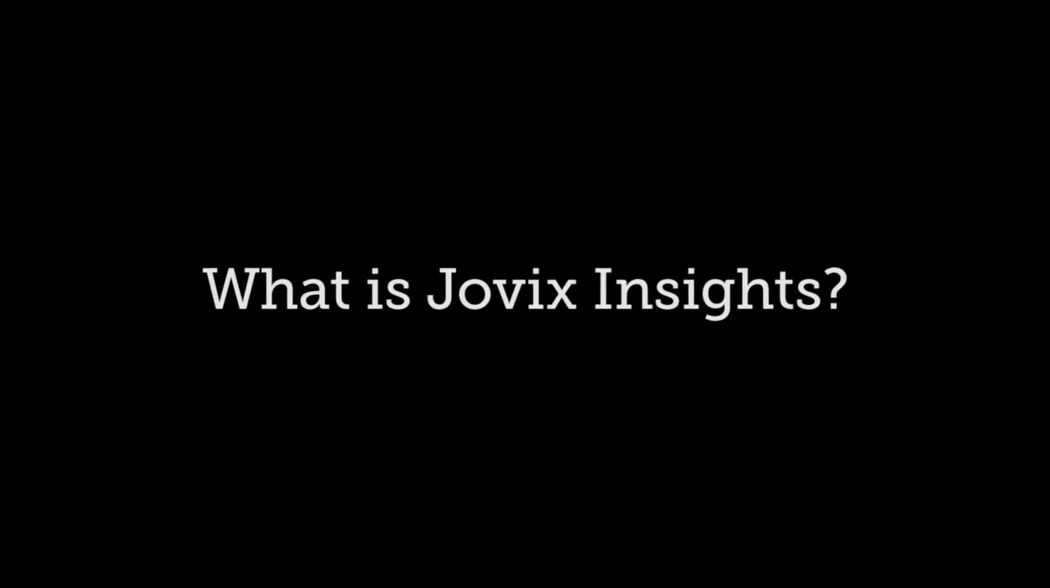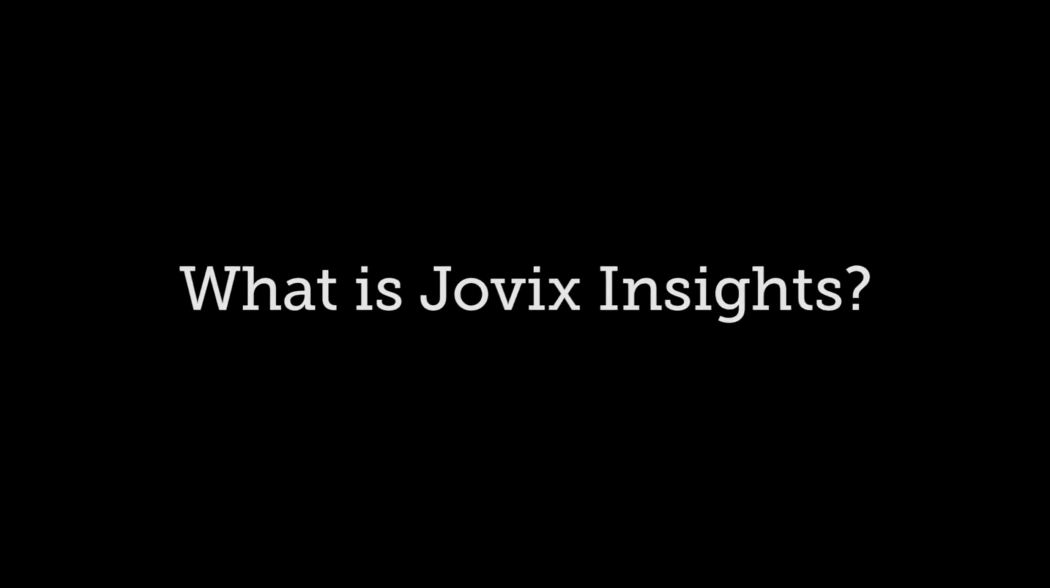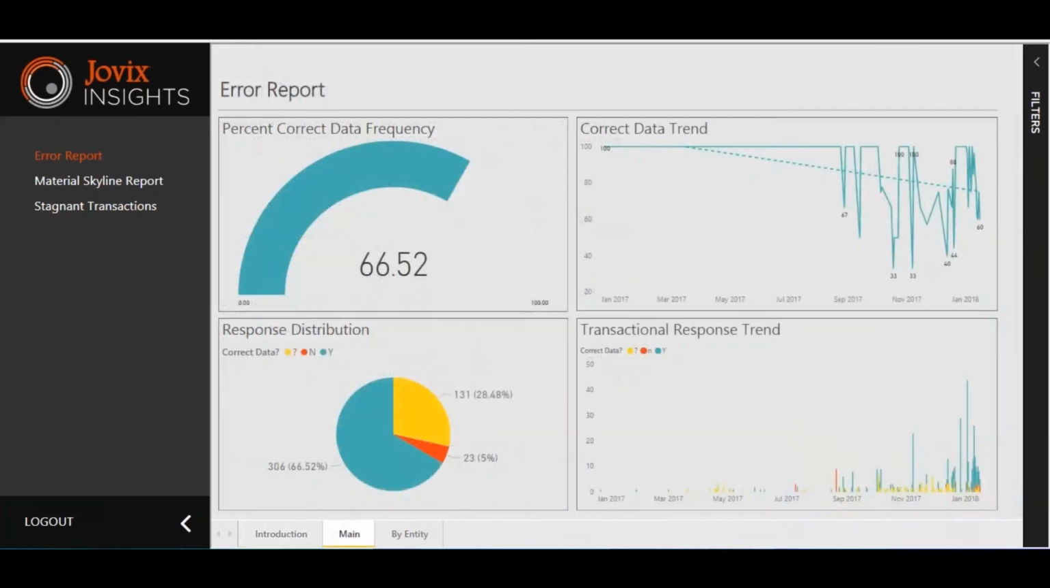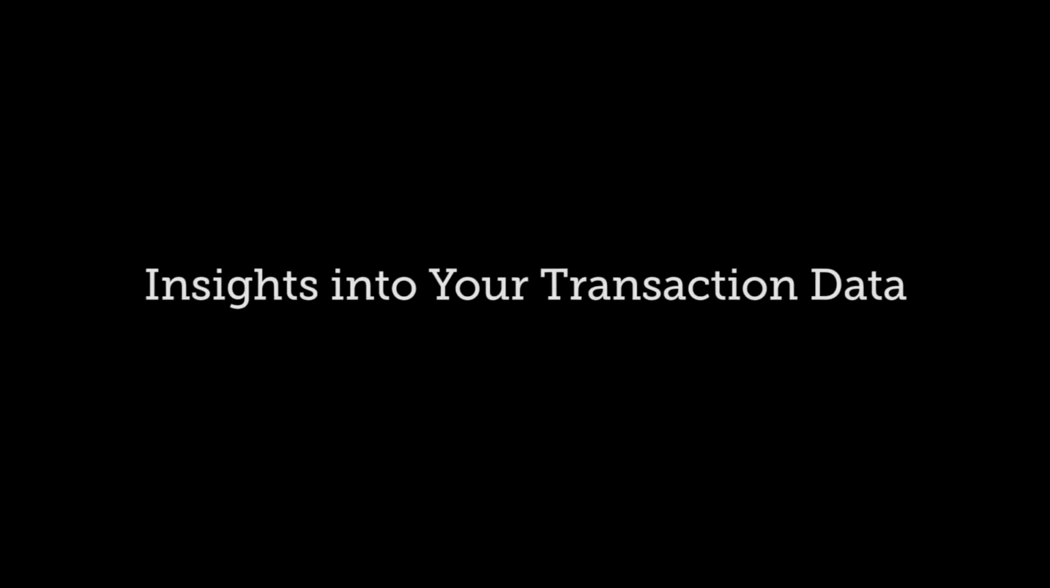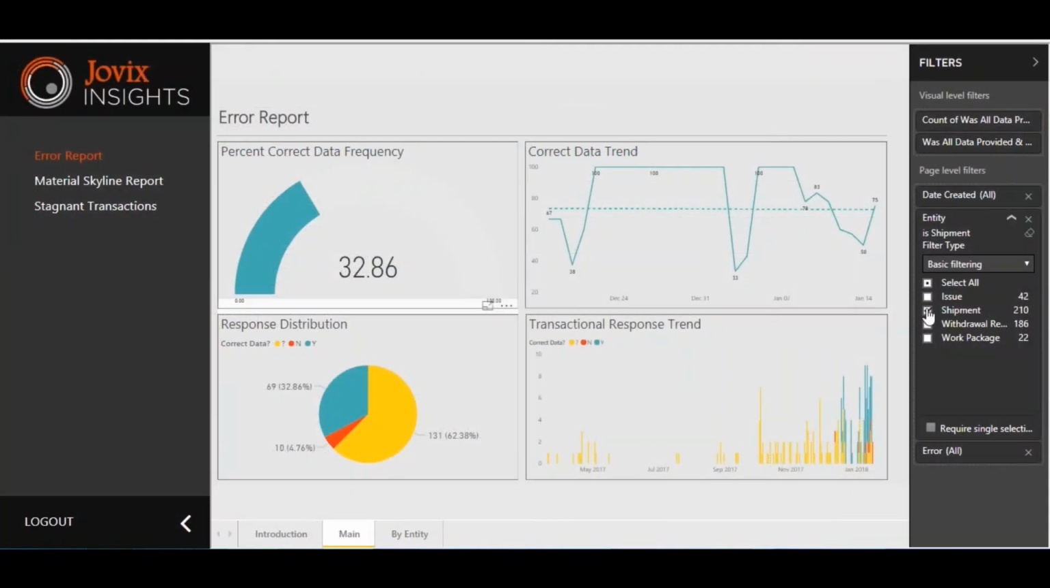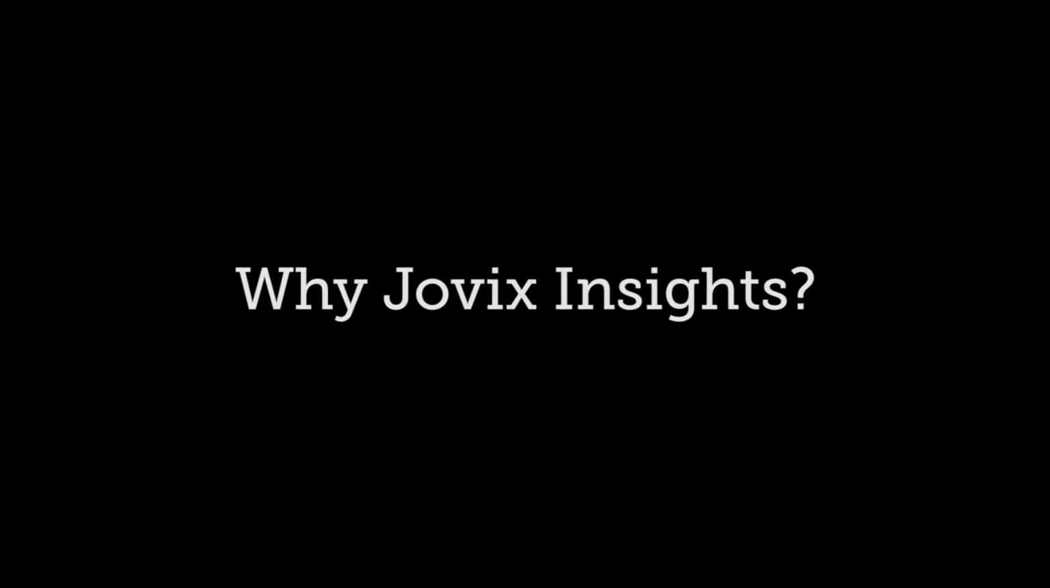Jovix Insights is a suite of standard and customized reports that provide valuable business intelligence. Using data captured through Jovix transactions, Jovix Insights brings that data together to provide insights of how the business strategies or processes are performing. Jovix Insights answers the who, what, where, and how of your material transactions, allowing a 360-degree view with actionable data. So why Jovix Insights?